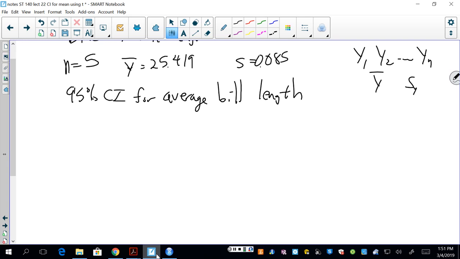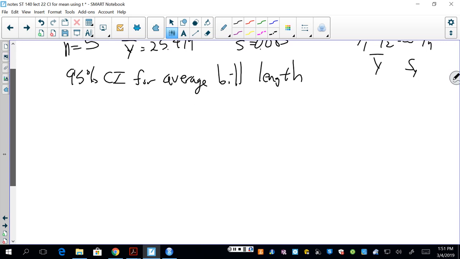So what did you write down? Work it. What did you produce for the confidence interval? What did you write down? What formula do you want?